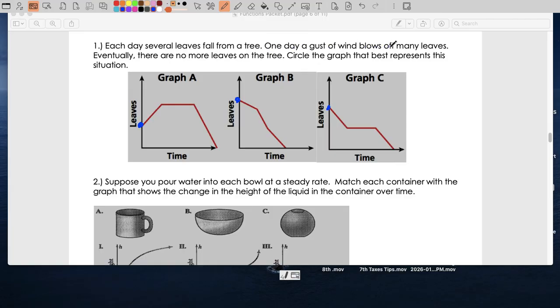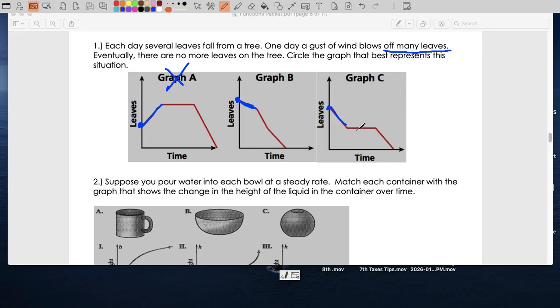One day, a gust of wind blows many leaves. So did the number of leaves increase? Well, the leaves don't increase when the wind blows. So this one is already out. Now we're left with B and C. The gust of wind blows, you're losing some leaves. That's correct. And this one also says that's correct. But it says many leaves, so the decrease here should have been a sharper, steeper line. Well, they're both okay. Let's just say that they're okay.